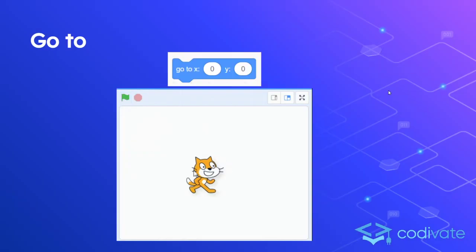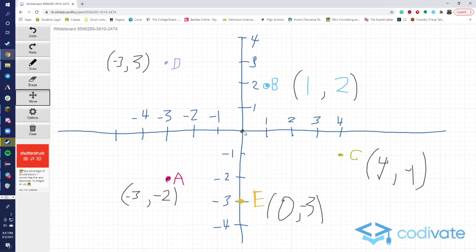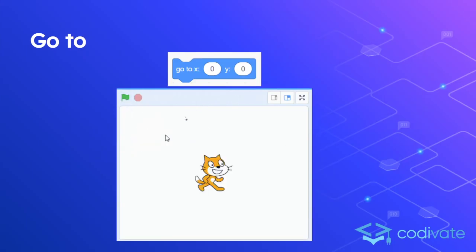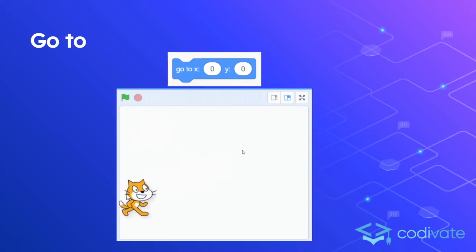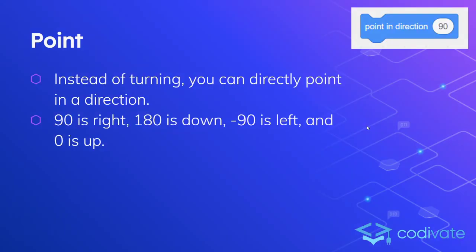Now, the go to block is basically the same thing, but simpler, because instead of having an animation, it just teleports straight there. You can put any number you want. This 0, 0 is the same as all of these numbers. So if I put 1, 2 into this 0, 0, the cat would go right here where this B is. Obviously, the Scratch screen is a lot larger than 4. It's like a few hundred. So you would have to write something like 100, 200 to actually see it move. But my point still stands.